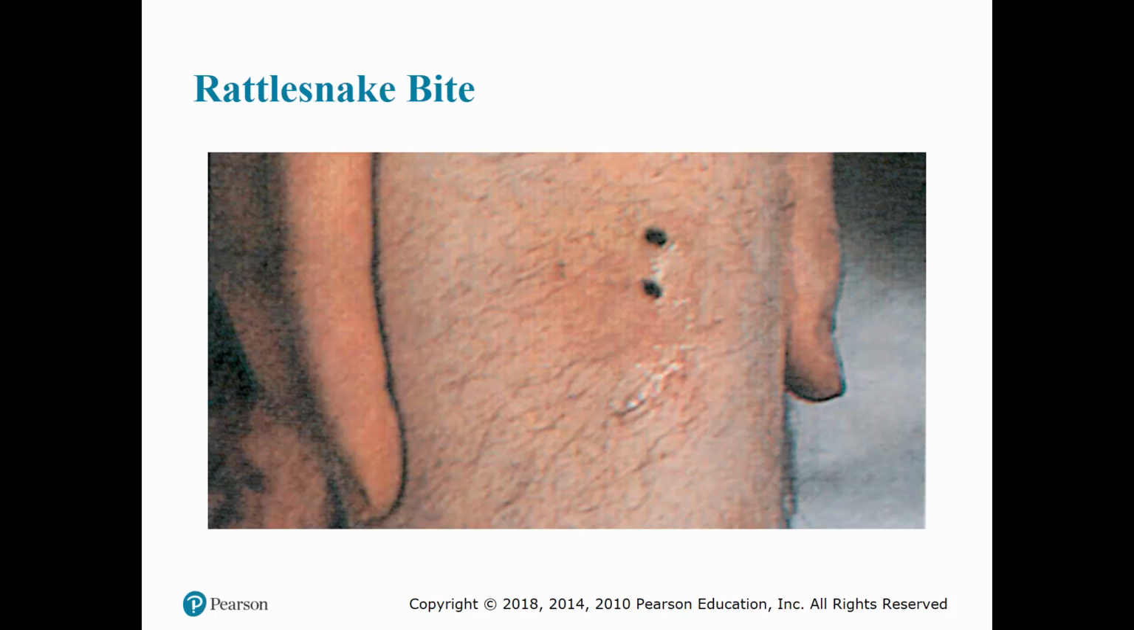Now, this is a type of bite that we're going to see quite often in our area. We have rattlesnakes in the area. Okay? To determine that it's a rattlesnake bite, usually the bites will be close together. There will usually be 2 bites. Every now and then, the snake might only get 1 fang in, but for the most part, there will be 2 nearby bites.